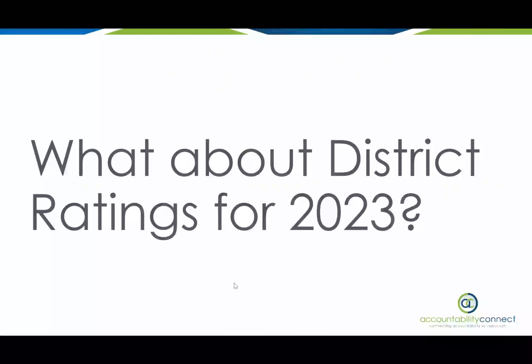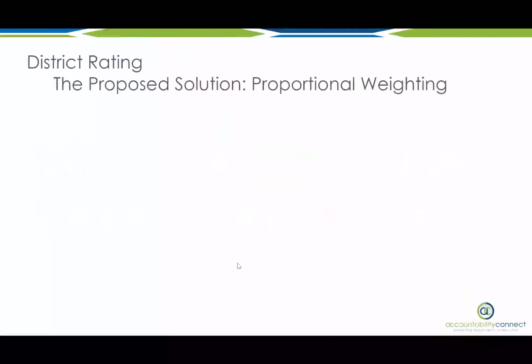One of the big overarching changes this year is going to be district ratings. In the past, districts used the same methodologies as high schools, but there's going to be a change this year to how districts will receive that rating. What has been proposed is the use of a proportional weighting system.